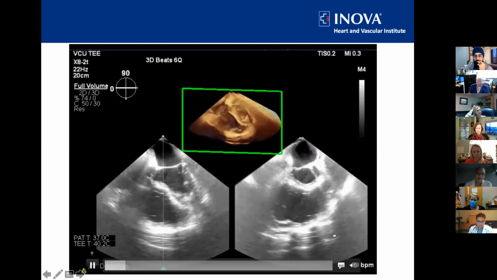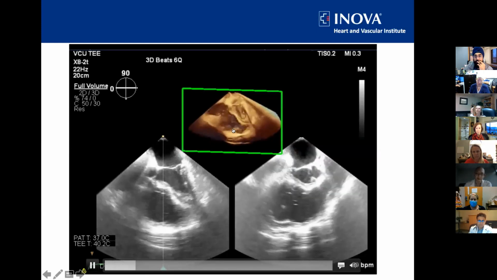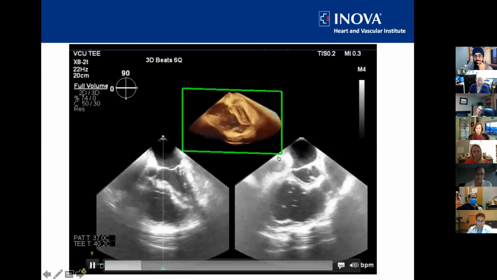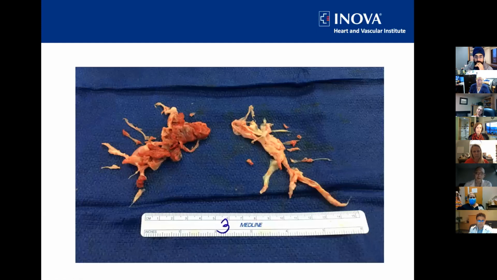And then this is the same thing, just at the time of surgery. You can see that the RV really is in bad shape. And so then this is what happens, that surgery, just as we described before.